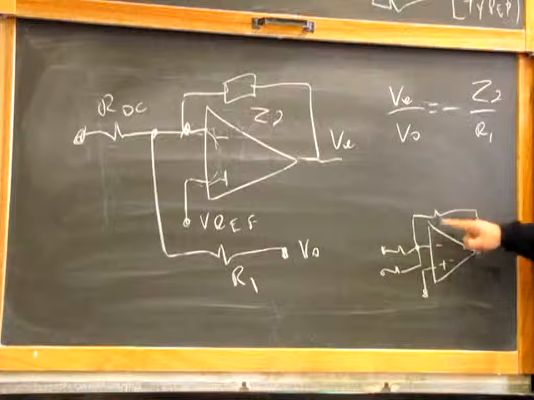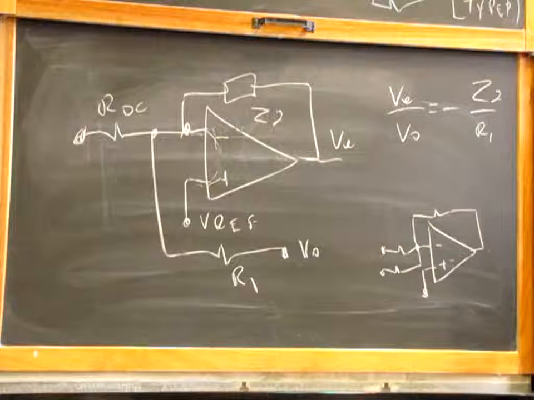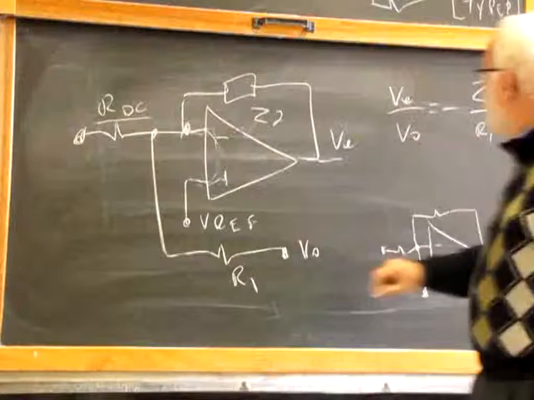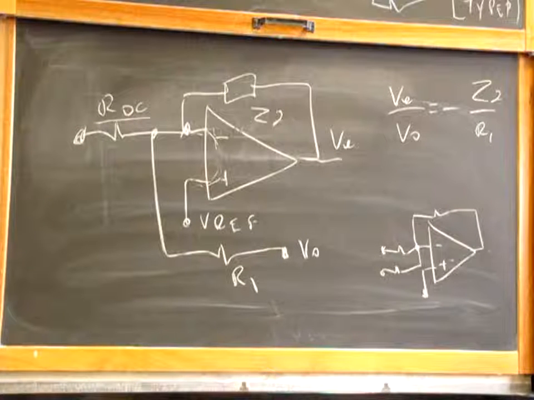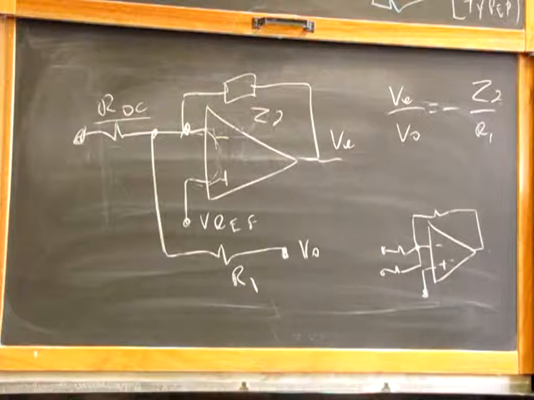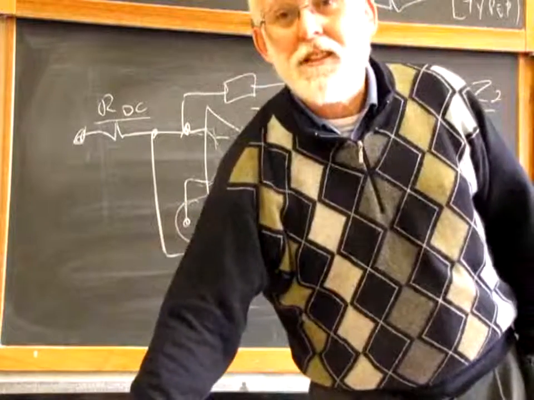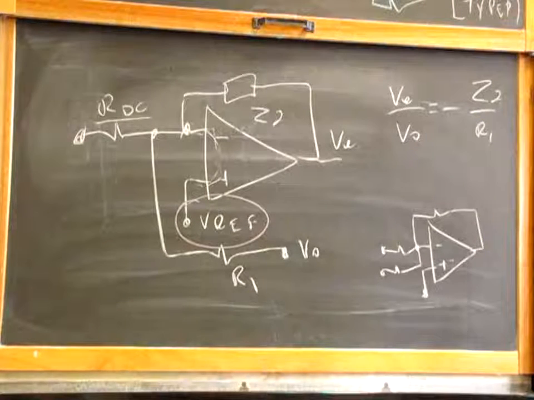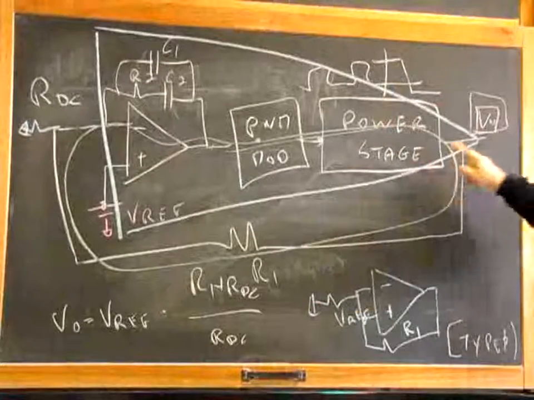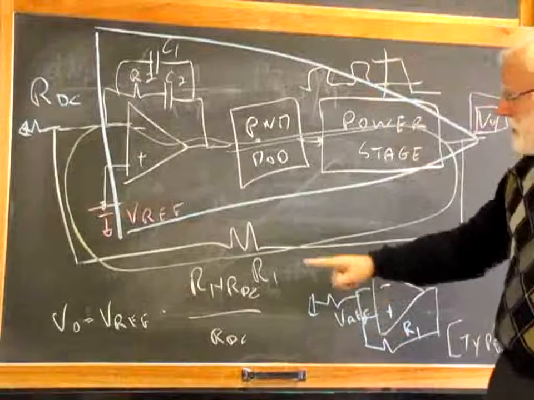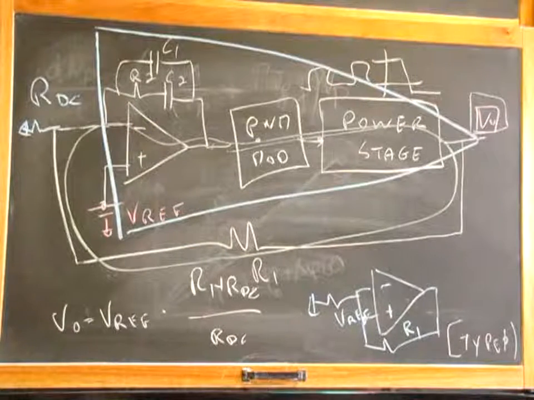So, the gain from this input to the output is just negative R2 over R1, or whatever these resistances are. And here is the same story. The gain, even if I add RDC, does not change, because it's still Z2 over R1. So all that I told you about compensation, crossover, etc., is still there. Now, I have an input over here, the reference, a DC constant input, and this reference input has a gain that is positive, R1 plus RDC divided by RDC. This is the standard non-inverting op-amp. Okay, so far so good.